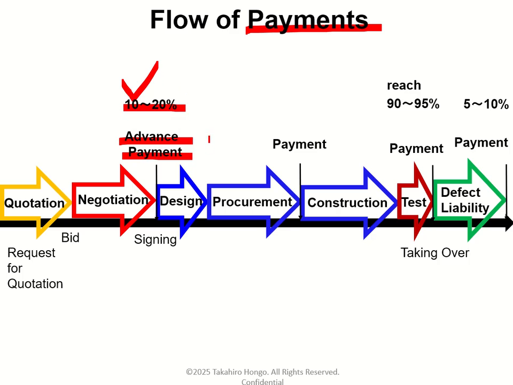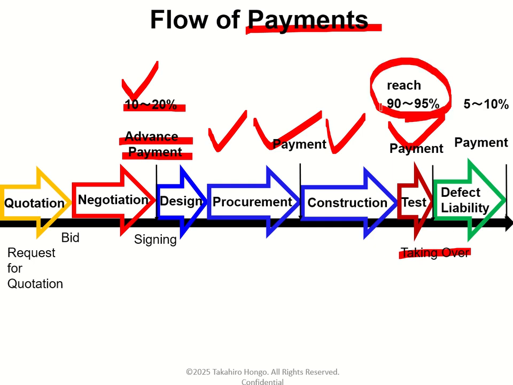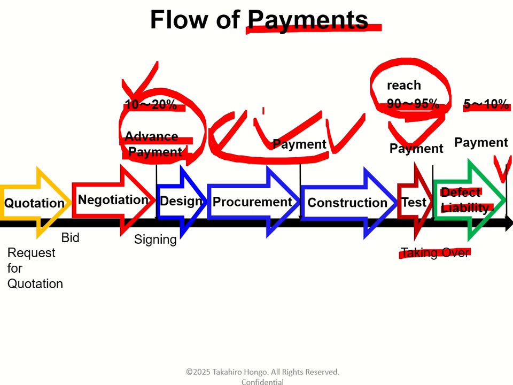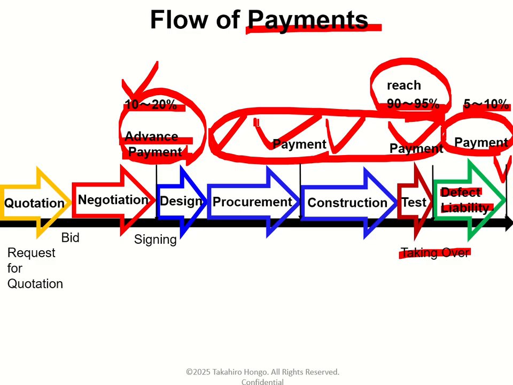After that, there are interim payments. By around taking over, the total payments will reach 90 to 95% of the contract price. And the remaining 5 to 10% of the contract price would be paid to the contractor after the defect liability period. So, this is very easy. First, advance payment. Next, interim payments. Last, final payment. The total is 100% of the contract price.